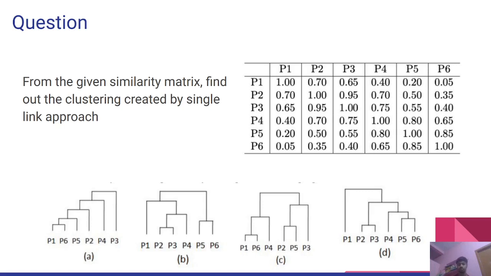Sir, while comparing for 0.7, in P4 also 0.7 is there, sir. Do we need to consider that? And also in P2 0.7 is there. Okay. So could you clarify that, sir? P2 P4 and P1 P2, right?